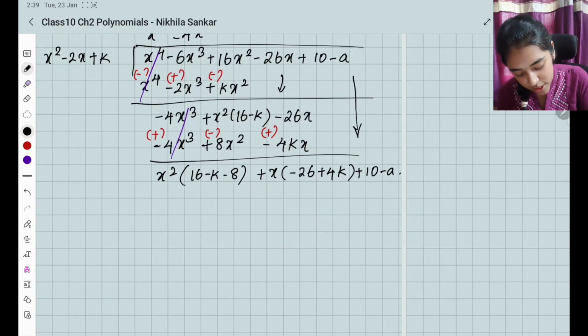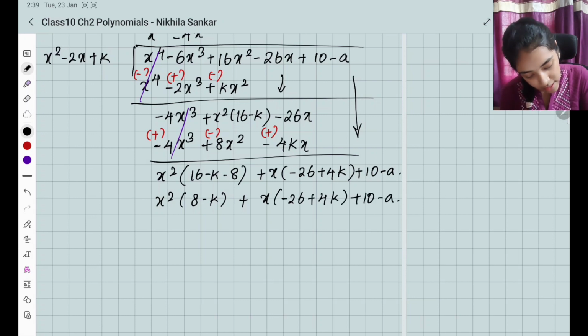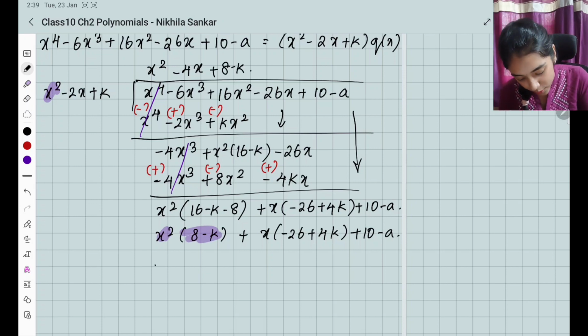Now I'll simplify only this step. So this is going to be x square times 16 minus 8, what? 8 minus k, plus here it remains the same, 26 plus 4k plus 10 minus a. Now I have 8 minus k here. Here x square, here x square. So I have to add plus 8 minus k in the quotient. Now this becomes x square into 8 minus k.